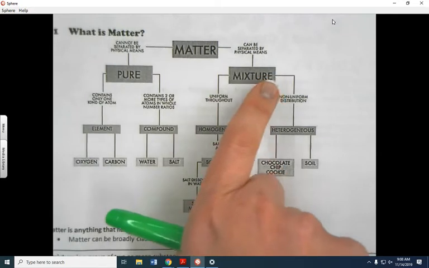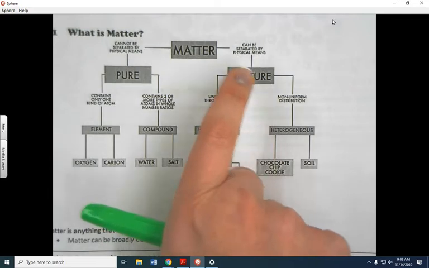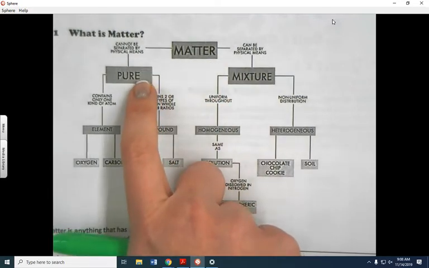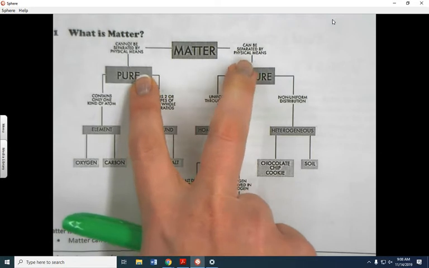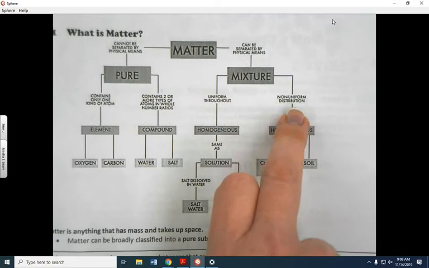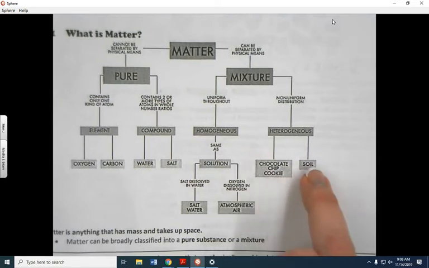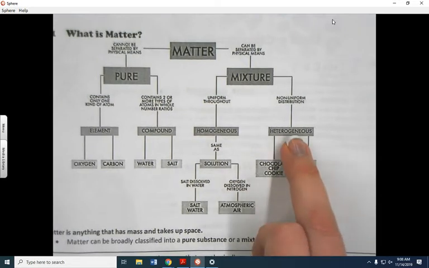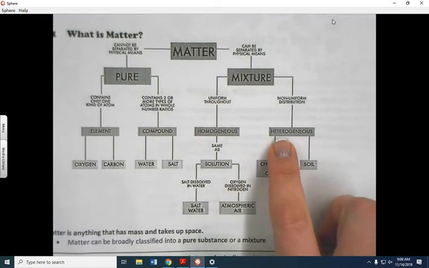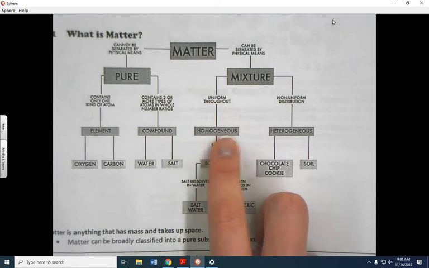For example then, let's say we had a mixture, and the mixture was not uniformly distributed. We would call this a heterogeneous mixture, and these examples would be chocolate chip cookies and soil. So things that are not evenly distributed would be a heterogeneous mixture, heterogeneous meaning different. But if you have a mixture of something that is all the same throughout, that would be homogeneous. Homogeneous and the word solution are interchangeable, and so you can think here of things that are being dissolved and they're evenly distributed. For example, salt dissolved in water or oxygen dissolved in nitrogen.